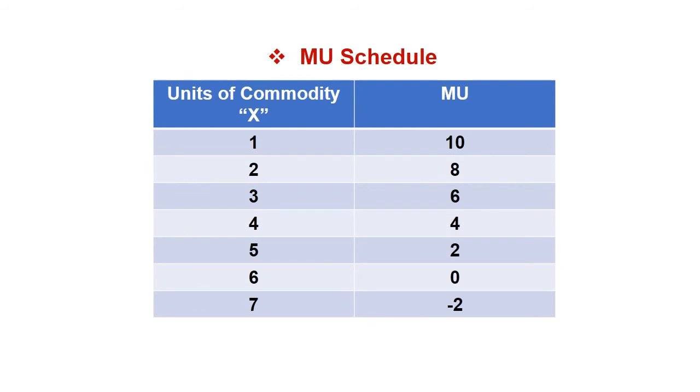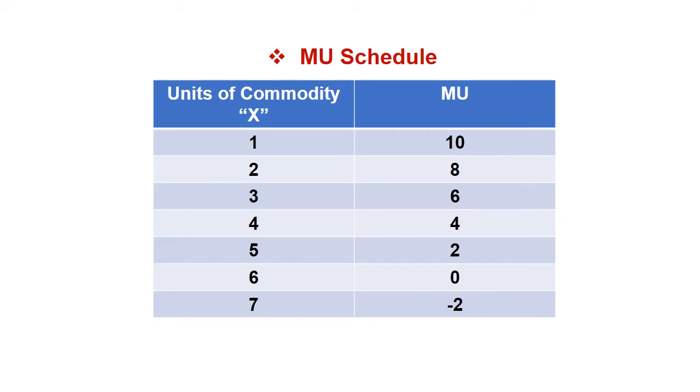Now let us explain this law of diminishing marginal utility with the help of a schedule, that is the marginal utility schedule. In this schedule, two columns are given. In the first column, units of commodity X are given, and in the second column, its marginal utility is given. Total 7 units of the commodity are consumed by the consumer. When the consumer consumes the first unit, its marginal utility is 10. After that, when the consumer consumes the second unit, marginal utility falls to 8. When the consumer consumes the third unit, marginal utility again falls to 6.